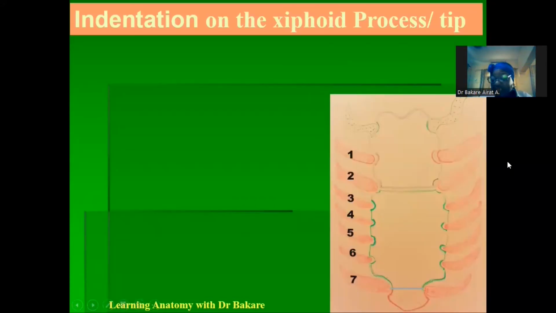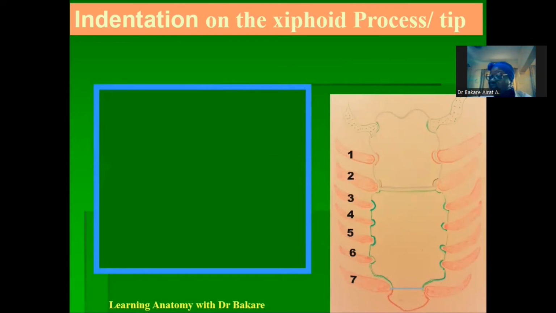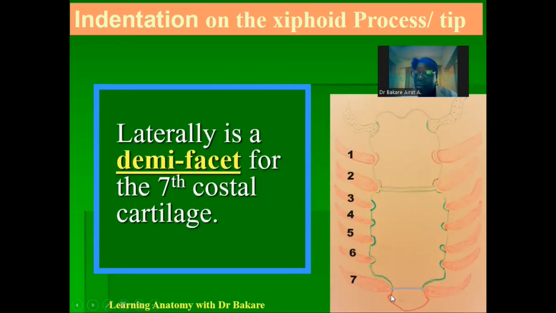So let's look at the indentation on the xiphoid process. Remember, we talked about the demifacets that are created at the superior part of the body of the sternum and the inferior part of the body of the sternum. At the superior part, the remaining half will be contributed by the manubrium. So the remaining half at the lower part will also be contributed by the xiphoid process. At the upper lateral part of the xiphoid process, we also have the creation of a demifacet. This demifacet will unite with the demifacet that is created at the lower part of the body or the blade of the sternum to form a complete facet. And this facet will receive the seventh costal cartilage.